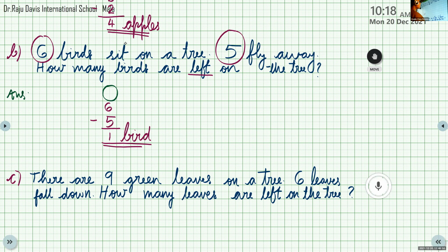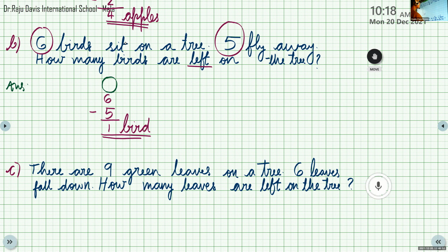So there are 9 green leaves on a tree. 6 leaves fall down. How many leaves are left on the tree? Write the question. If you didn't write A and B, leave some space. And three. Now C. Please write the question C.